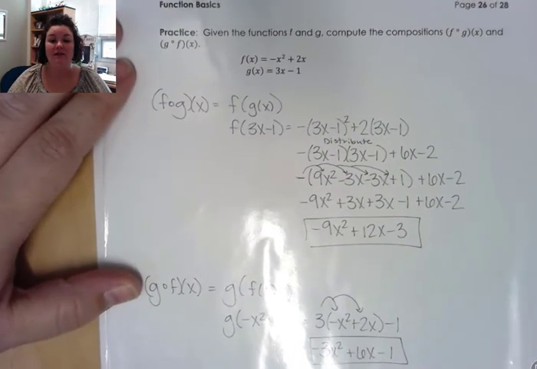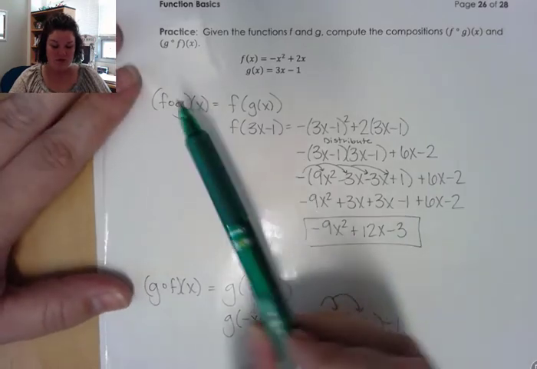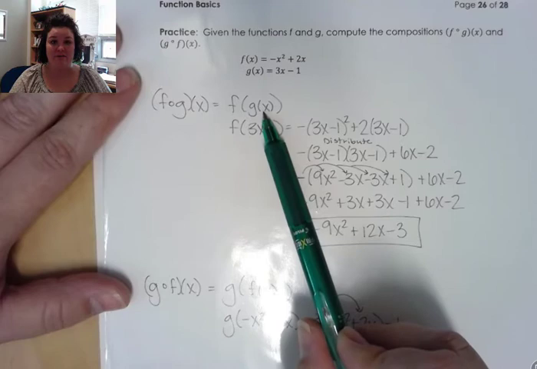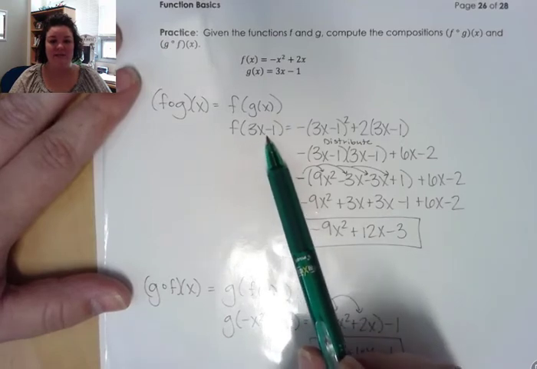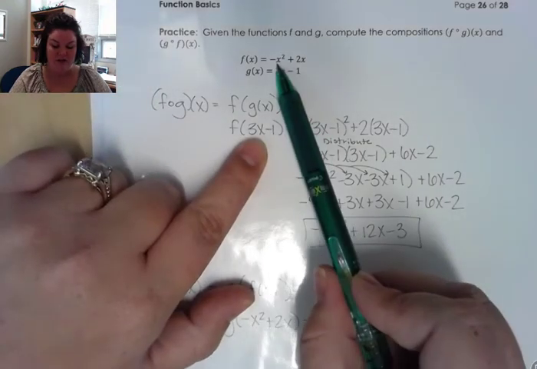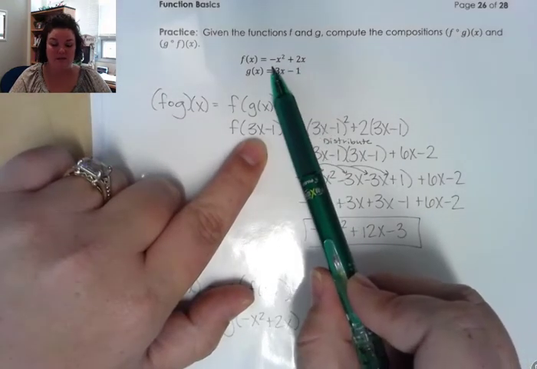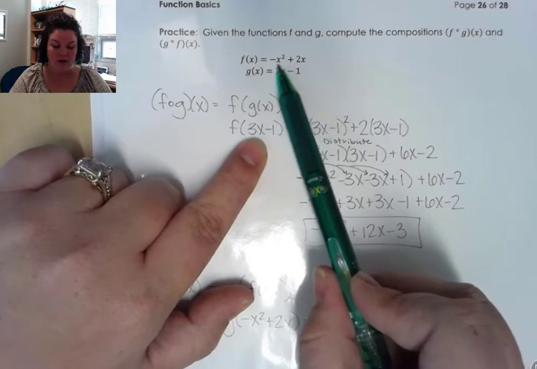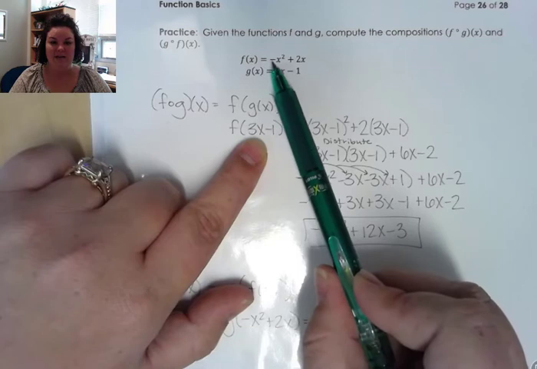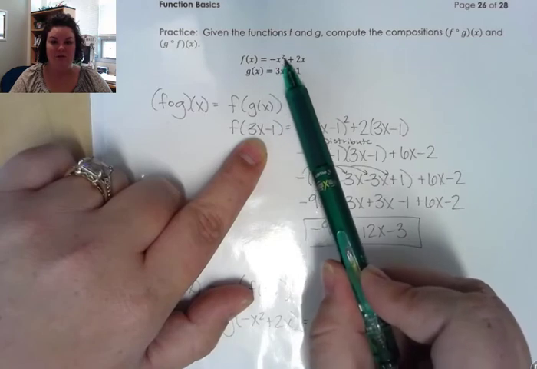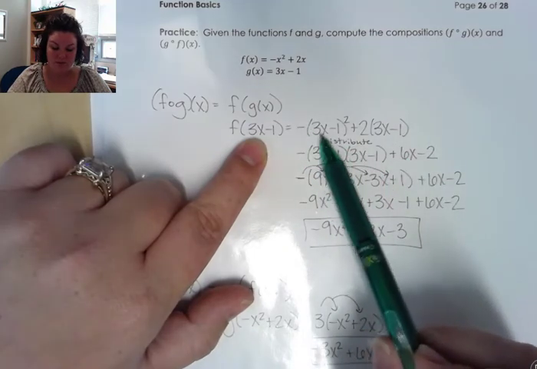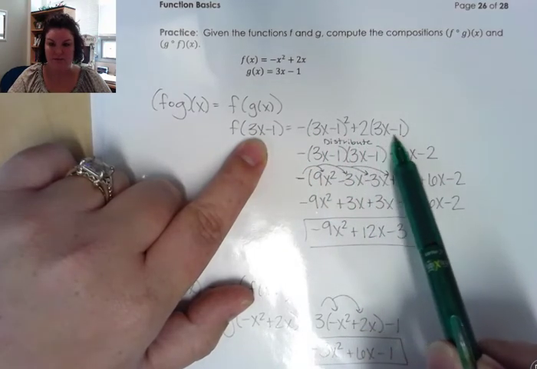Okay, so we're going to look at this practice problem. When we do f composed with g, g is getting plugged inside of f. Our g function is 3x minus 1. So that's what we're plugging in to our f function everywhere we see an x, okay? So what I would do is write out what your f function is using parentheses. So notice we're going to have a negative and then parentheses squared plus 2 times parentheses. So that's what we have here. Negative parentheses squared plus 2 times parentheses.